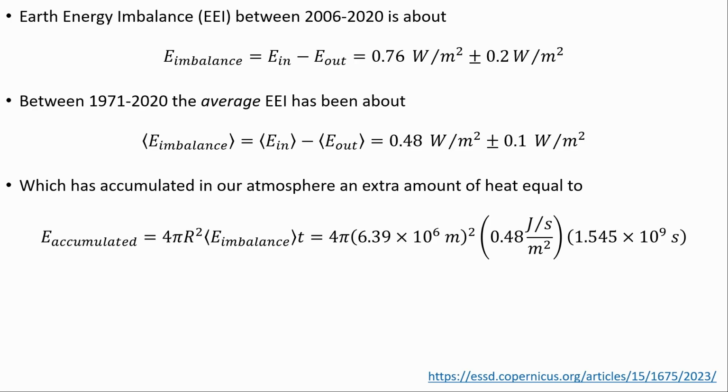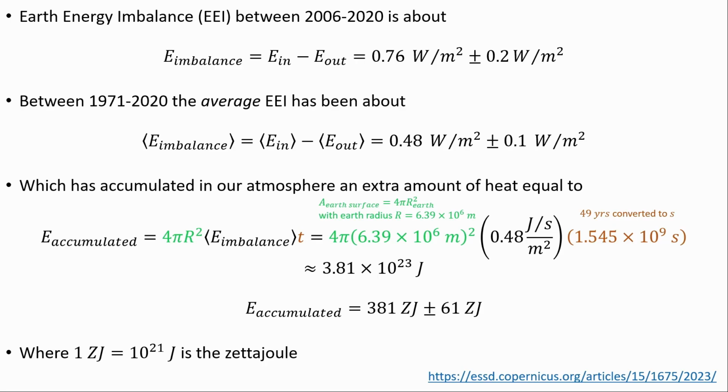So what we have is the 4 pi r squared, which is the surface area of the Earth, and so then we want to put the radius of the Earth in there, which is 6.39 times 10 to the 6 meters. But then we have this t here, which is just the time between 1971 and 2020, which here I've converted into seconds so that the units cancel out. And so that gives us 3.81 times 10 to the 23 joules that have been added to our atmosphere between 1971 and 2020. So that's E accumulated of 381 zettajoules, where a zettajoule is 10 to the 21 joules.